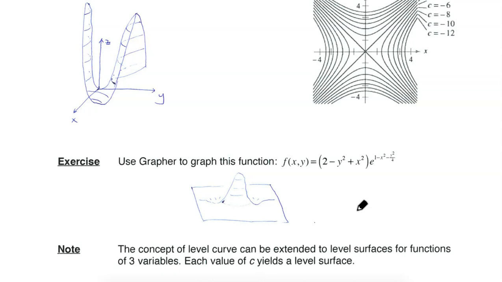Finally, the concept of level curves can be extended to level surfaces for functions of 3 variables. Each value of c yields a level surface. So this is where we want to think about temperature maybe as the 4th dimension. So in this case, let's say it's T, not w, T of x, y, z. So we pick a point in space, the point x equals 1, y equals 2, z equals 7, and we plug these values to find the temperature at that point. So it's hard to visualize exactly what's going on if we do that.